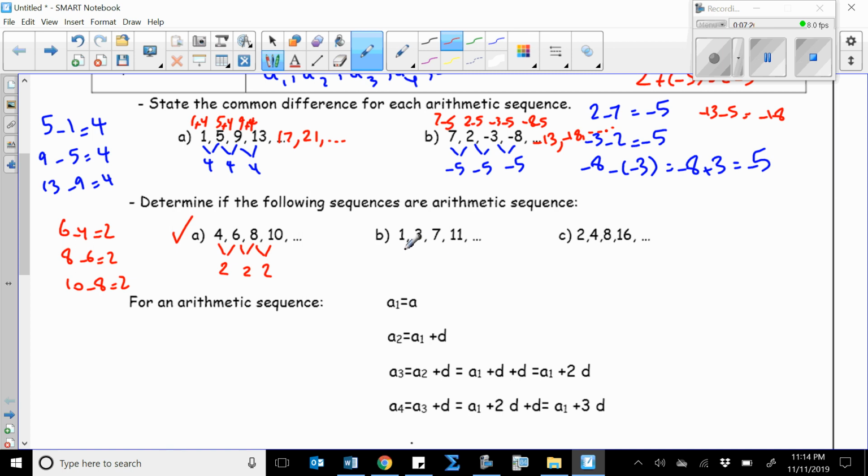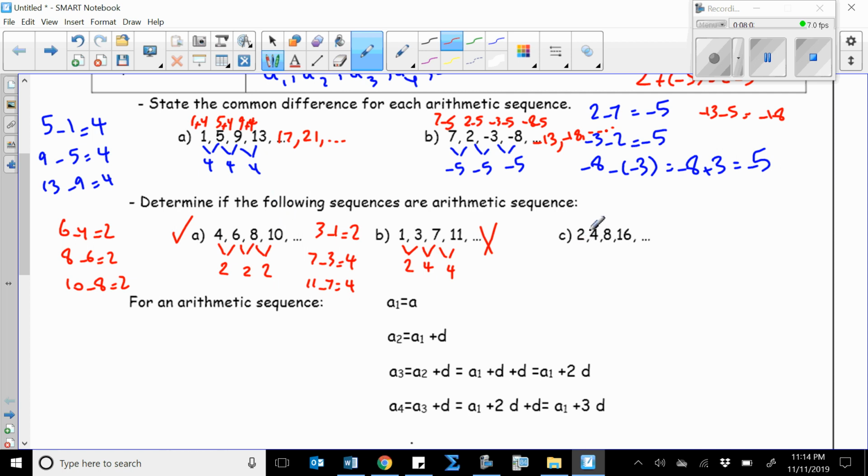Let's look at the next one. Difference between these two terms. 3 minus 1 is 2. So the difference between these two is 2. The next one. 7 minus 3 is equal to 4. So the difference between these two is 4. And 11 minus 7 is equal to 4. So as you see, the difference between successive terms is not always the same. Once here is 2, the other times is 4. So this is not always the same thing. So this is not an arithmetic sequence.